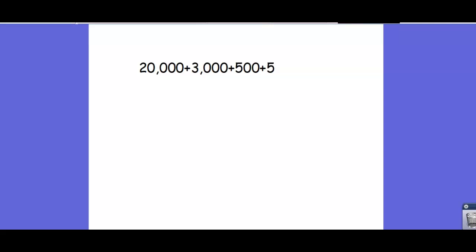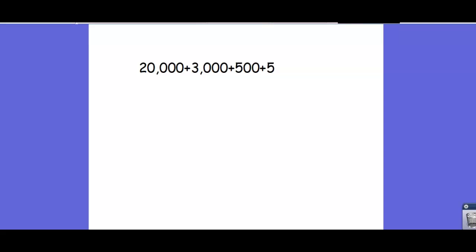My first thing is I want to know if you can tell me if this is expanded form or standard form. And the answer to that would be expanded form, right? It's stretched out. It's broken apart, or we call it decomposed, okay? What I'm going to ask you is to compose this. That means put it together.